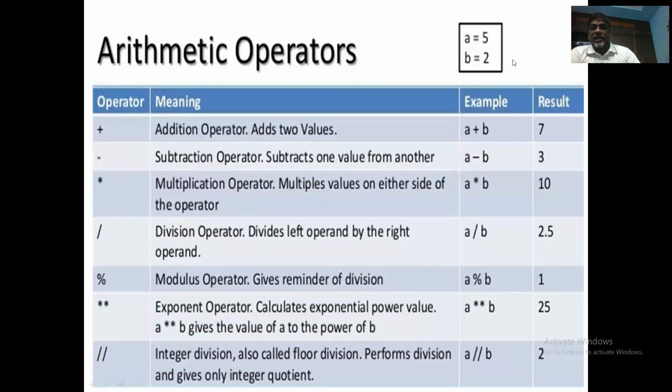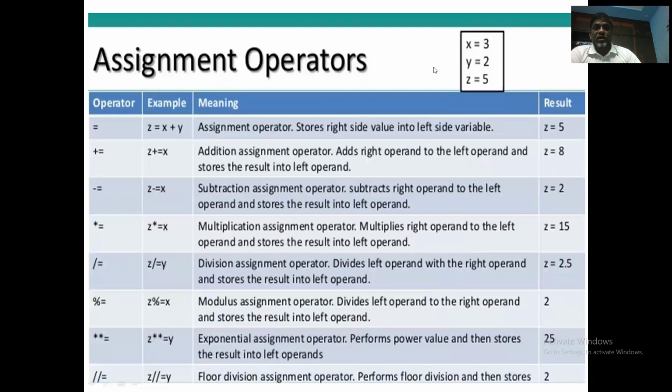We move on to the next category, assignment operators. Okay, so we know that assignment operator is used to store values into variables, right? Okay, so whenever we say z is equal to x plus y, what happens is assignment operator works in right to left mode. So this operation is performed first, x plus y, and then it stores the result into z, assuming that x is 3 and y is 2.